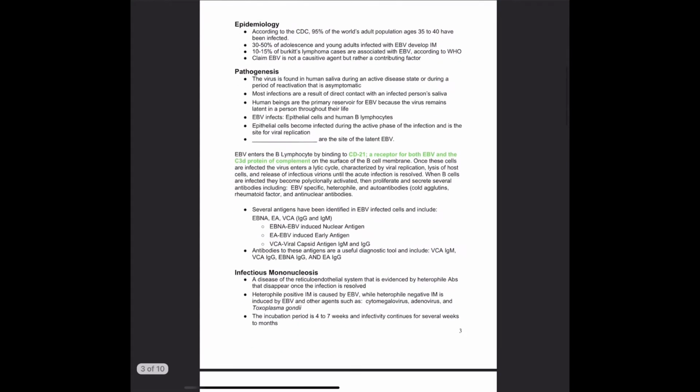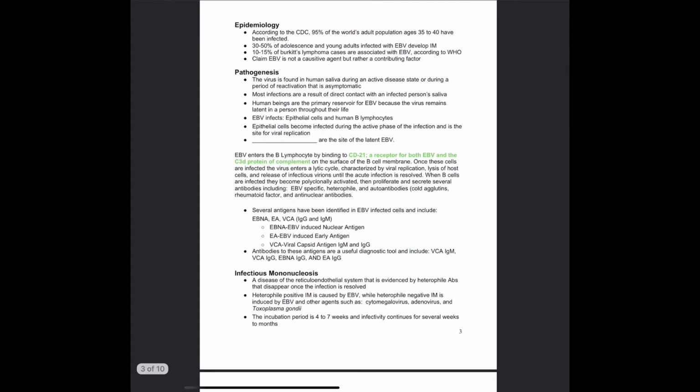Moving on to the pathogenesis, the virus is found in human saliva during an active disease state or during a period of reactivation that is asymptomatic. Most infections are a result of direct contact with an infected person's saliva. Human beings are the primary reservoir of EBV because the virus remains latent in a person throughout their life.